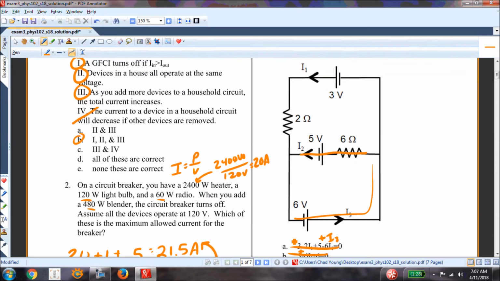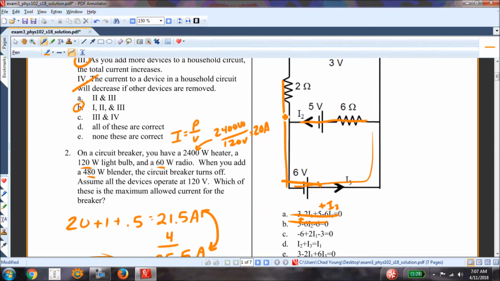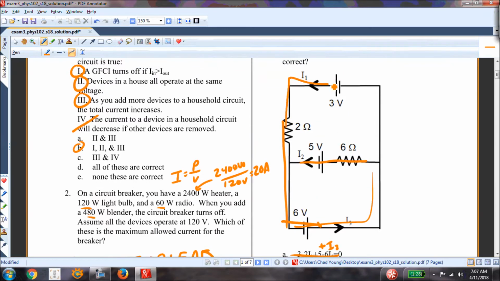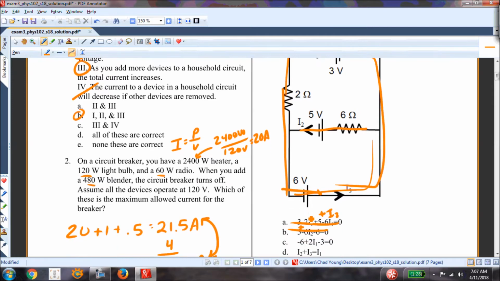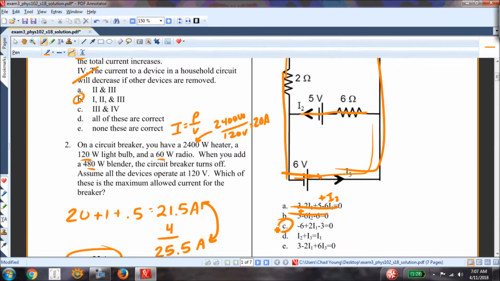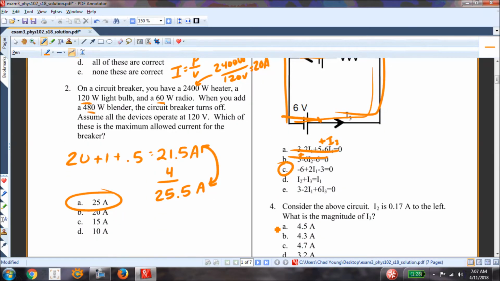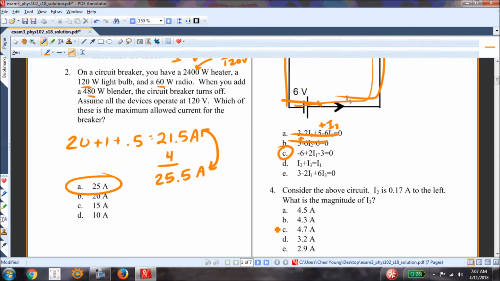Minus 6 plus 2I1. I'm going in this direction because it's minus 6. Plus 2I1. That's correct because I'm going against the current, and the current is I1. And then minus 3, that's correct because I'm going from high to low potential. So that is the right answer, C. Now, if I2 is 0.17 amps to the left, what is the magnitude of I3?